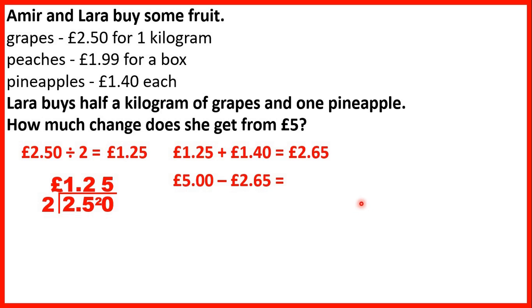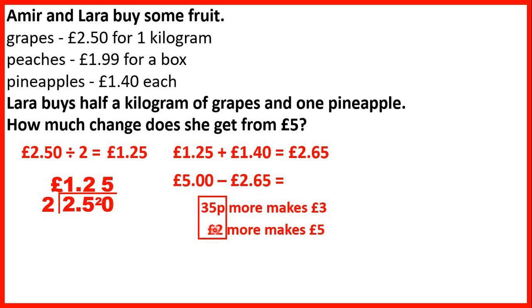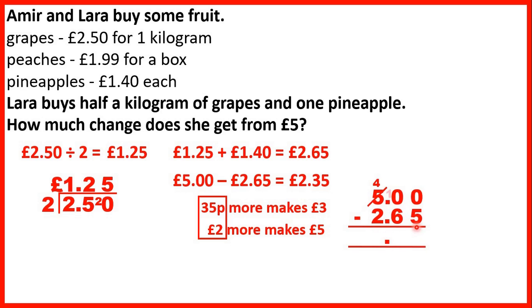We could use column subtraction for this, or we could count on. So from £2.65, another 35p makes £3 because 65 plus 35 is 100, and then from £3 to get to £5 we need £2 more. So altogether that's a difference of £2 and 35 pence, so the change is £2.35. Or if counting on is a bit too confusing, you can just set the question out as a column subtraction and answer it in that way instead. So she gets £2.35 change.